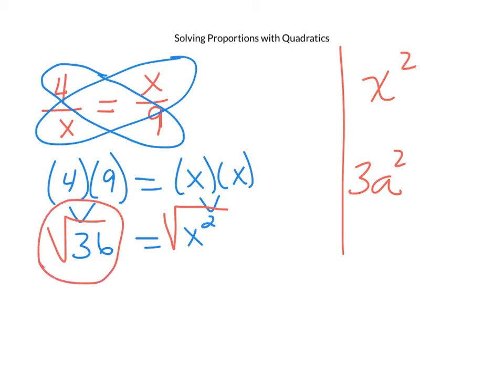We have to ask ourselves, what number times itself gives us 36? There is some number out there times itself that will give us 36. And the answer to that is 6. 6 times 6 would give us 36. So the square root of 36 is 6, and the square root of x squared is x. All right, let's do another problem.